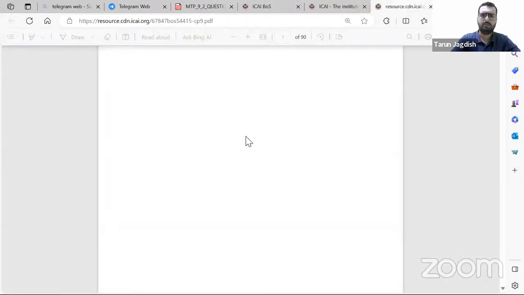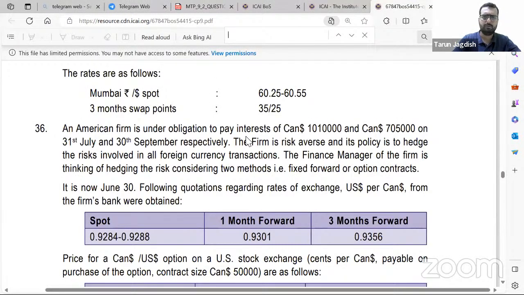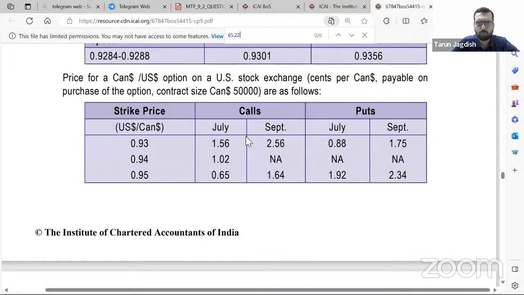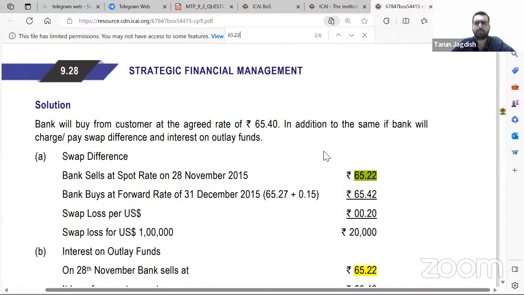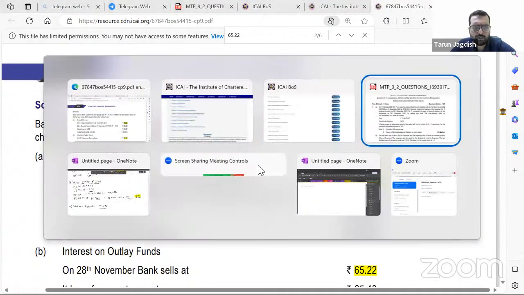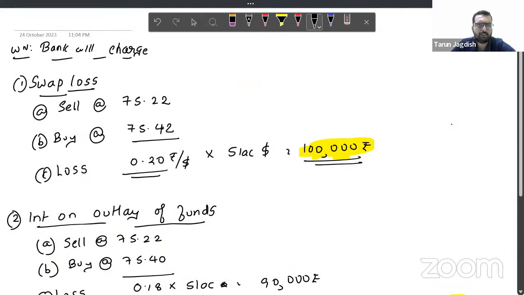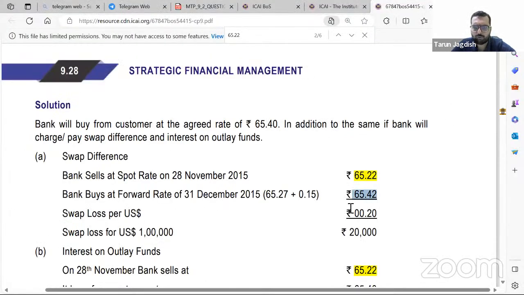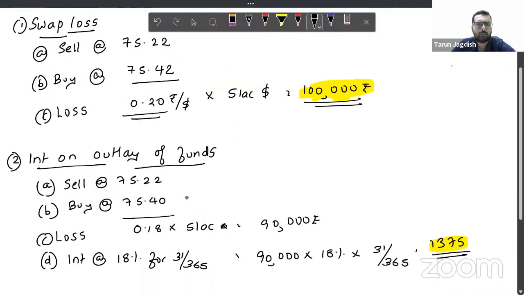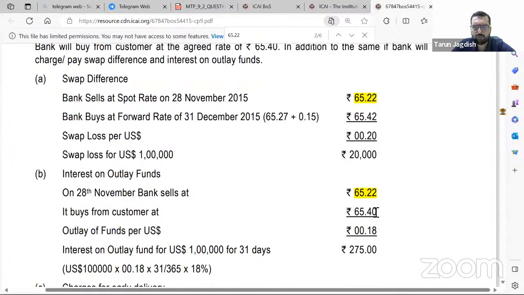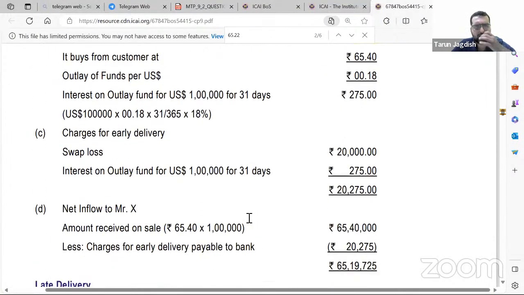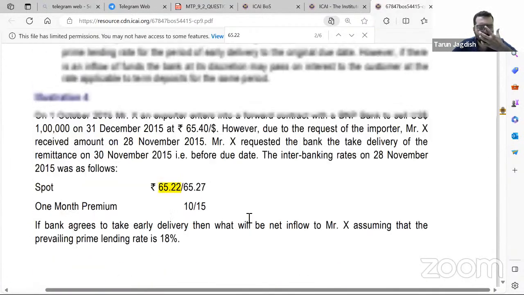We're talking about Forex. There is a question with 65.22. Yes, this question. The sells at 65.22 here. What are we doing? Selling at 75.22, 75.42. 65.22, 65.42. So they get a loss of 20,000 here. And down 75.2 to 75.4. Okay, exactly the same thing they have done here also. So they get 20,275. Let me just read through this question, friends.